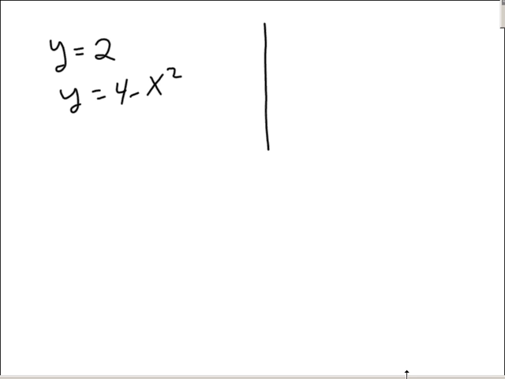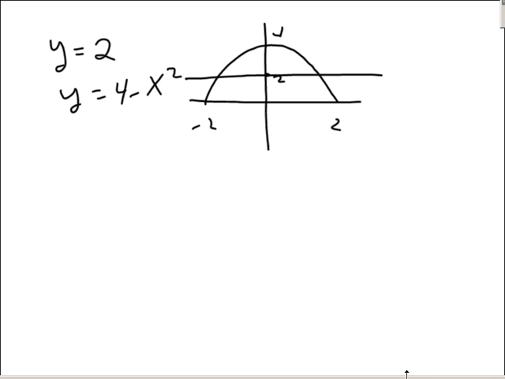Okay, let's have a graph of this. 4 minus x squared looks like that. And here's 4 up here, negative 2, positive 2, and y equals 2 looks like that. Here's your x-axis and the y-axis. Now, the area that's trapped is this area in here. It's trapped by those two curves. So that's what we are revolving.